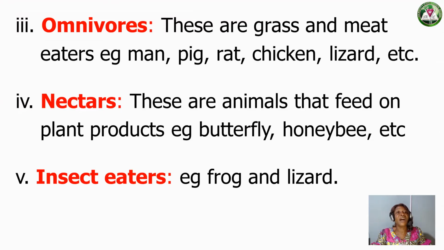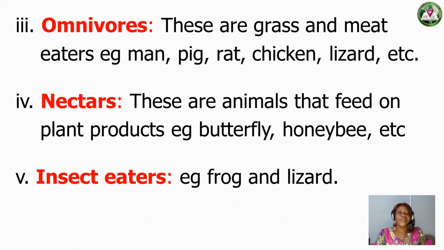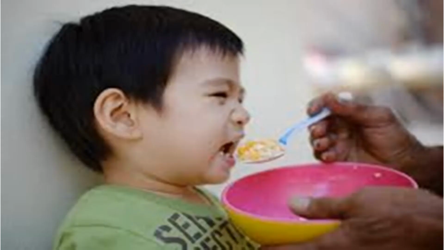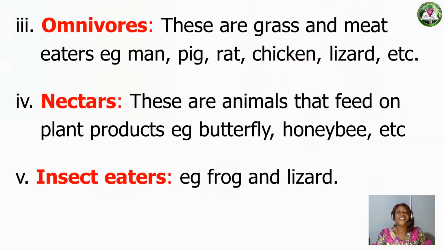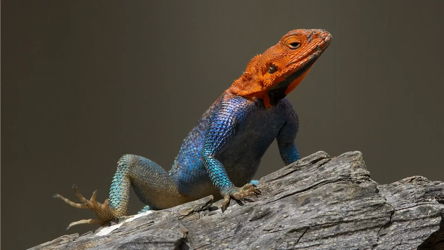The third one we are going to look at is omnivores. I repeat, omnivores. What are omnivores? These are grass and meat eaters. They don't eat grass only, they also eat meat. Examples of such animals are man, pig, rat, chicken, lizard, and so on.